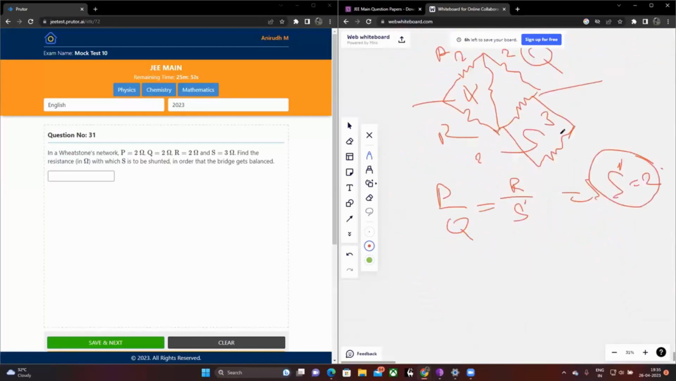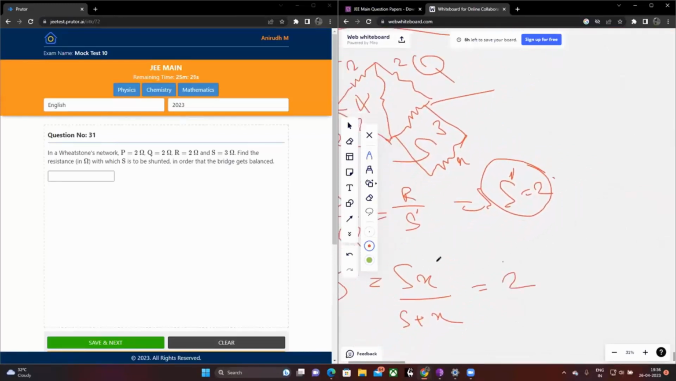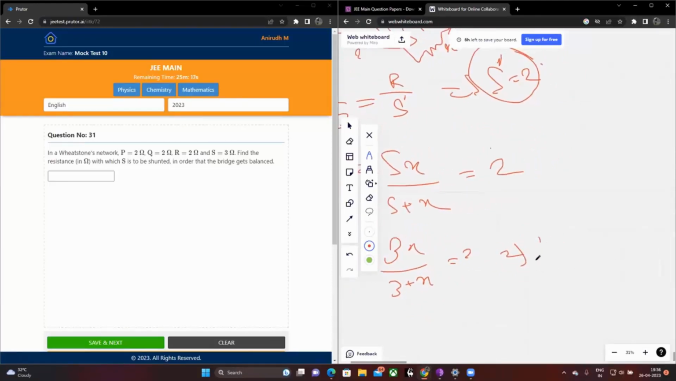Since you have a shunt, a shunt resistance is always connected in parallel. And so S dash can basically be written as S in parallel with this shunt, small x. So S dash is basically Sx divided by S plus x, right? This is given to be 2, and S is given to be 3. So 3x divided by 3 plus x is basically 2, which means that 6 plus 2x is 3x, and x is 6 ohms. Your shunt resistance is basically 6 ohms.